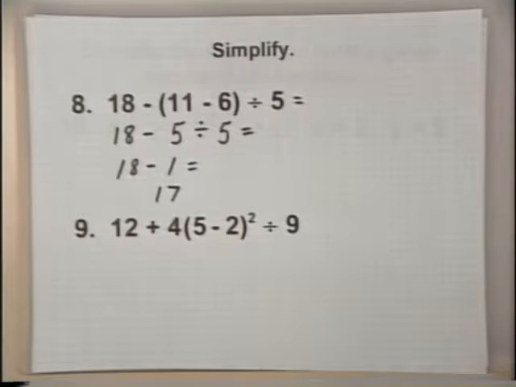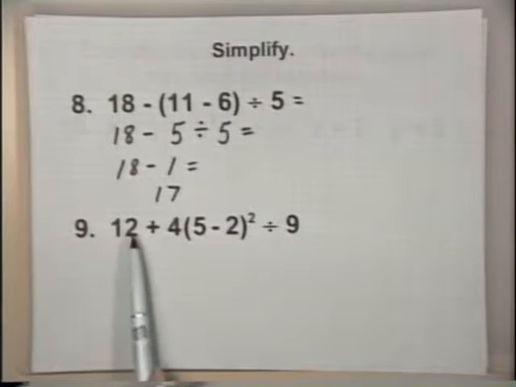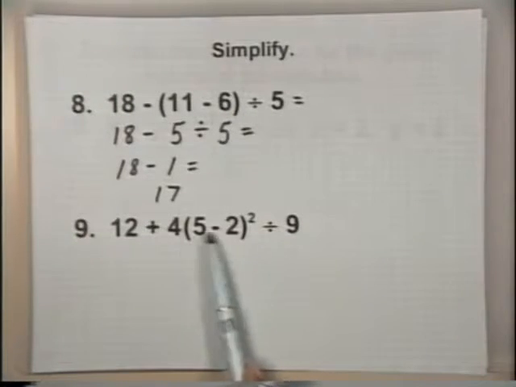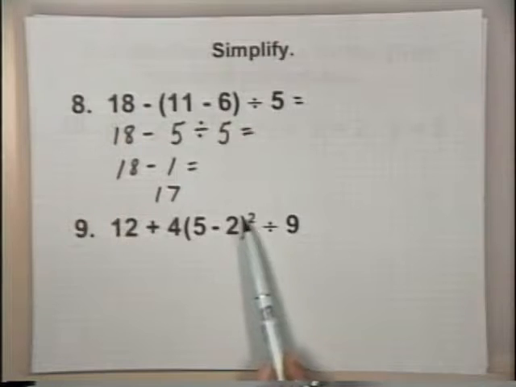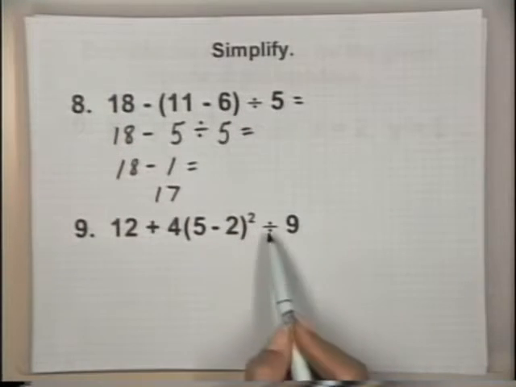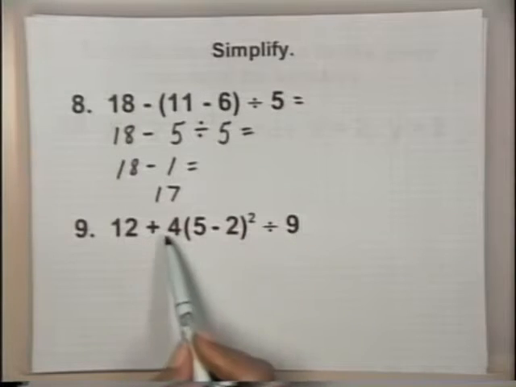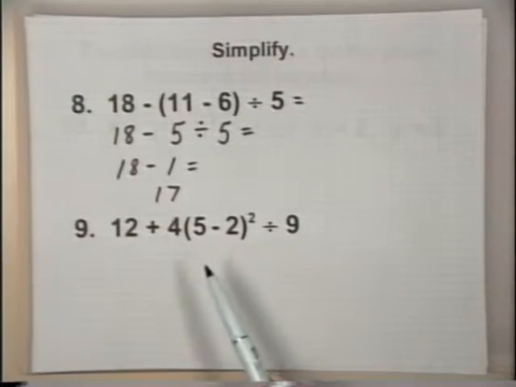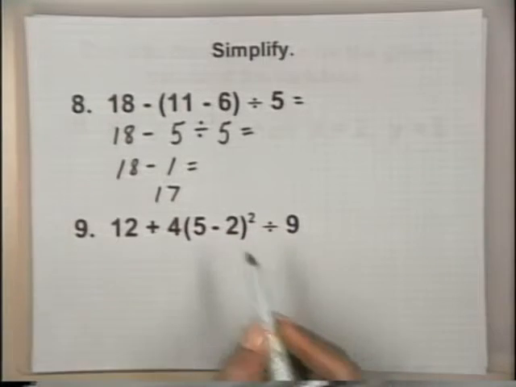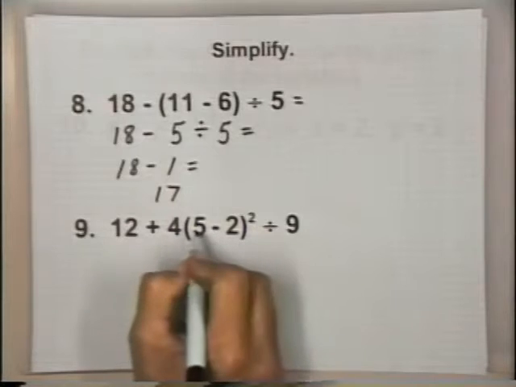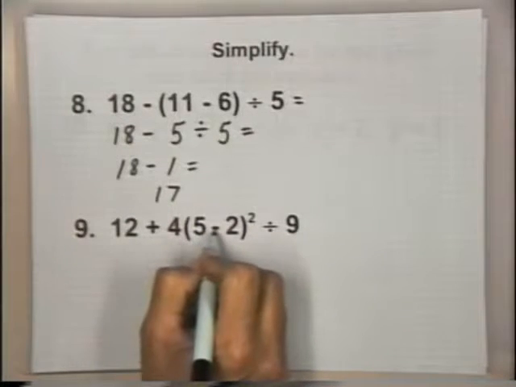Let's look at problem number 9. I have 12 plus 4, then in parentheses I have 5 subtract 2, and then outside the parentheses a power of 2, divided by 9. What am I supposed to do with this expression? What do the parentheses tell me to do? Well, they are used as a grouping symbol here, aren't they? They tell me that first I'm supposed to say 5 subtract 2.